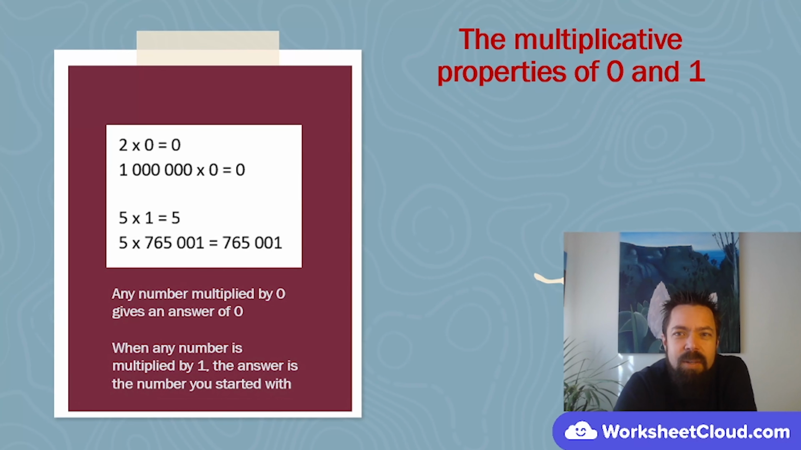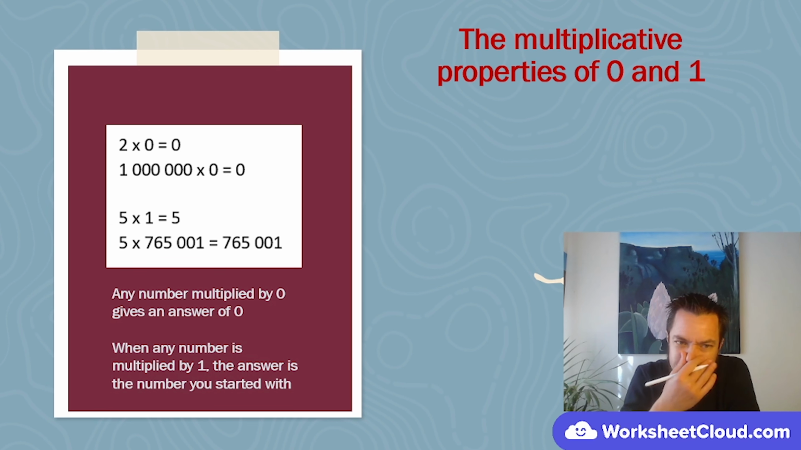Okay. We spoke about wanting to make sure that you know the multiplicative properties of 0 and 1. Basically just that you know what happens when you times anything by 0, and you know what happens when you times anything by 1, which I'm sure you know already. If you go 2 times 0, you get 0. If you go 1,000,000 times 0, you get 0. Basically, any number multiplied by 0 is 0. Okay. That's just something to bank in the back of your mind. I'm sure you knew that already.